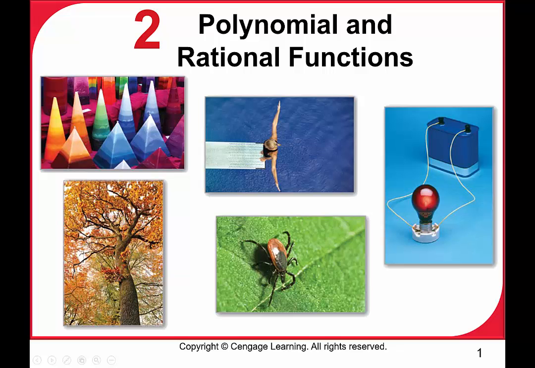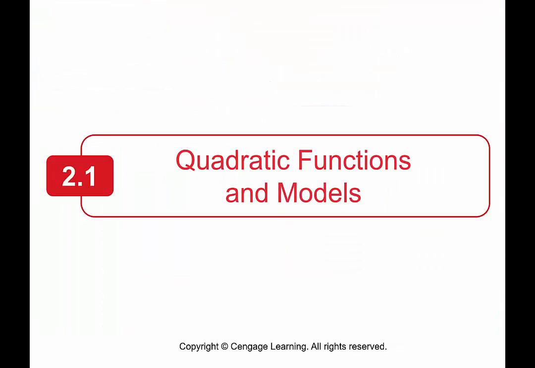Okay, let's continue on chapter 2, polynomials and rational functions. We're going to get started on section 2.1, and we're going to take a look at quadratic functions and then models. A quadratic function, we typically write as ax squared plus bx plus c. A cannot be 0.